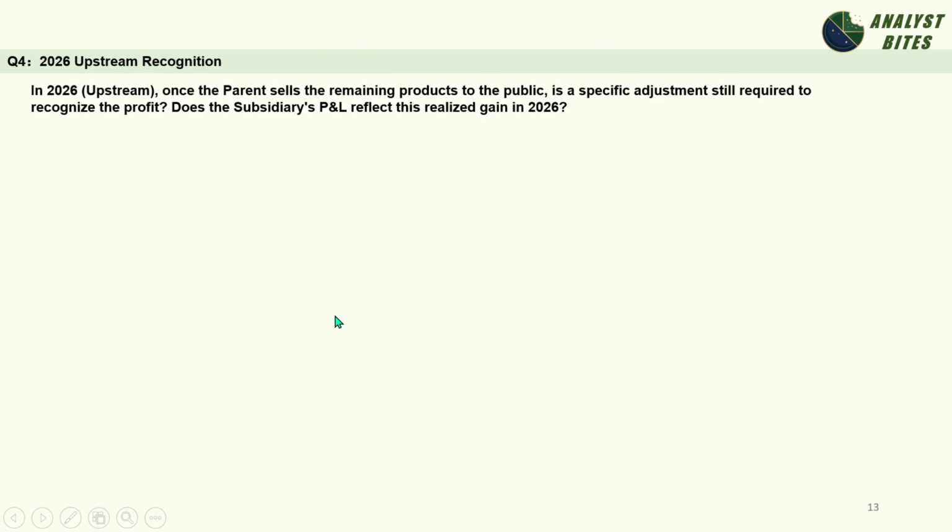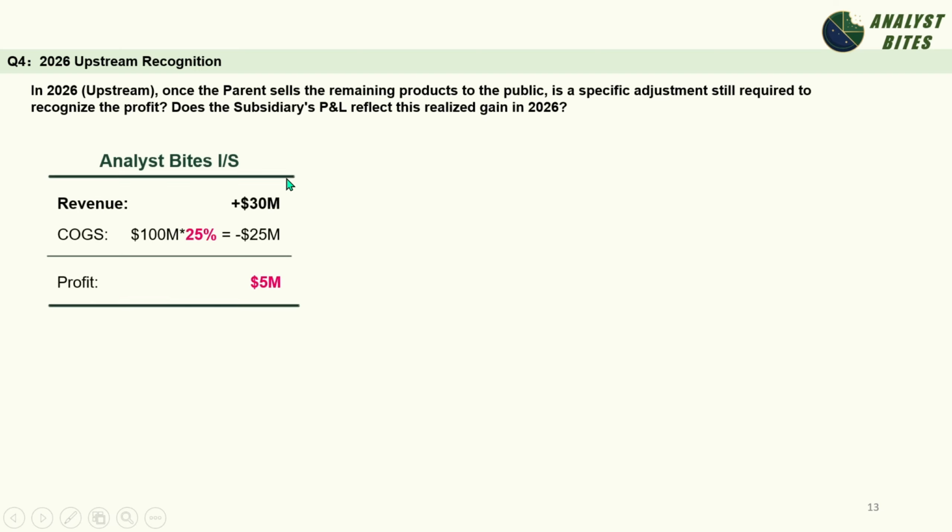Okay, now let's look at the 2026 profit release from the upstream side. The parent's books are straightforward. It recorded a 5 million profit. But here is a big question. If the profit is already on the parent's books, why do we need an extra adjustment?